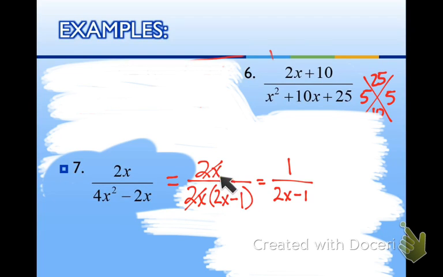If whatever's in your numerator cancels out completely, there's still a 1 up there as a placeholder. So you would get it wrong if you just wrote 2x minus 1. It's got to be 2x minus 1 in the denominator with a 1 in your numerator. Just because our numerator canceled out doesn't mean our fraction disappeared. Questions about number 7?